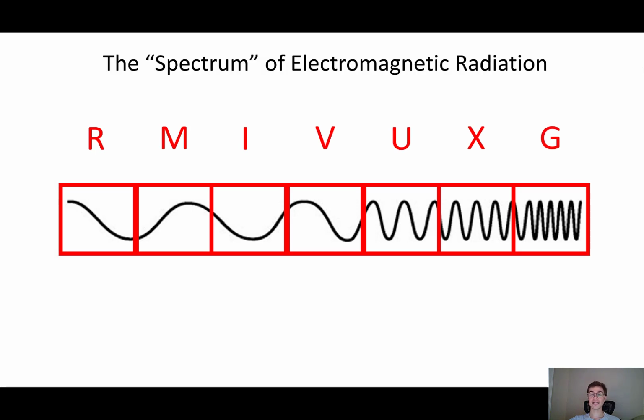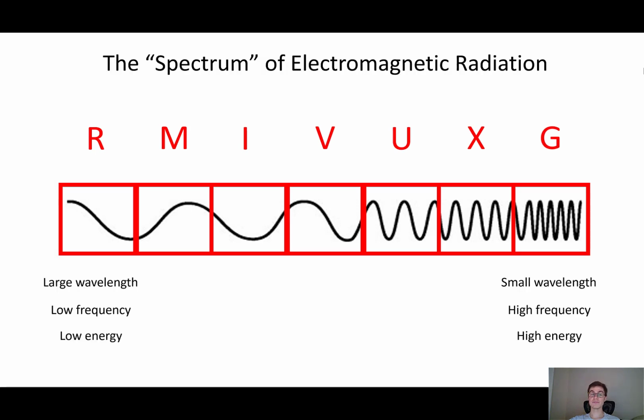On the radio wave side, they are very large. They have a big wavelength. They also have a low frequency, and they have low energy. On the right, we have gamma rays, which are very small, but they have a high frequency, and they have a lot of energy. I'm going to normally be referring to these in terms of energy, but you should know that low energy waves are always going to be large wavelength and low frequency. And high energy waves are always going to have a small wavelength, so they're going to be small, and high frequency, so they're going to be moving up and down very quickly.